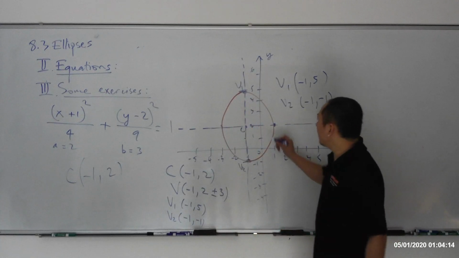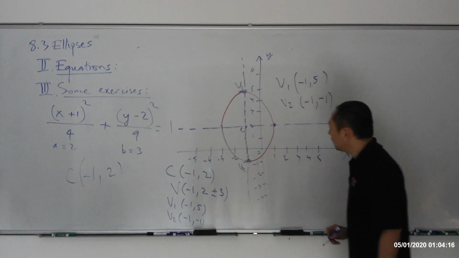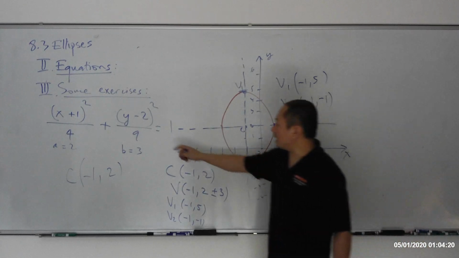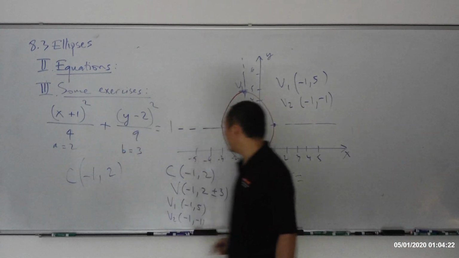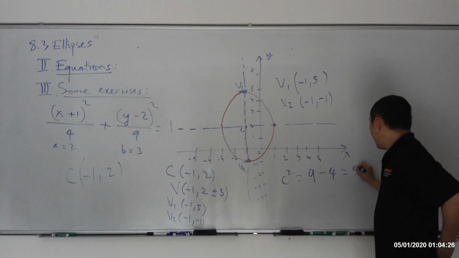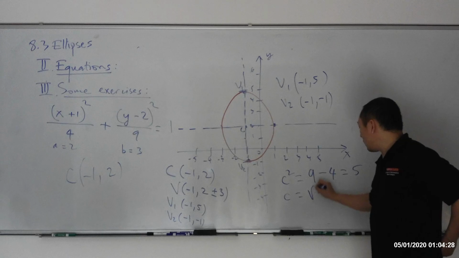Similarly, I can calculate the 2 foci, F1 and F2. Okay, let's start with c. I know c squared, in this example, is the bigger one minus the smaller one. c squared is 9 minus 4, and this is equal to 5. So c is equal to the square root of 5.